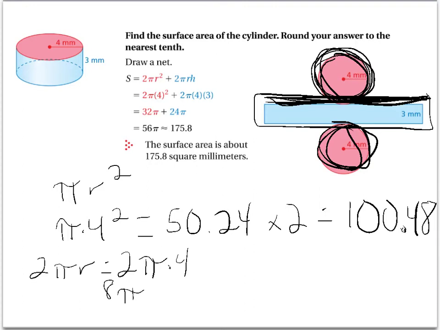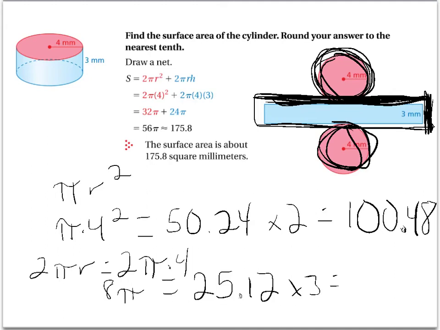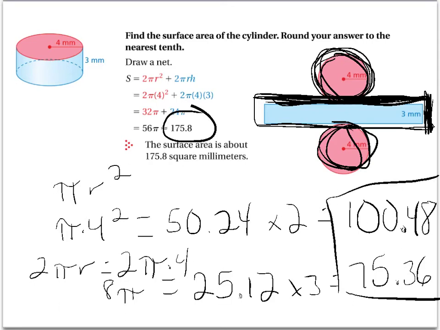8 pi is, real quick, sorry, my calculator, 25.12. But I then have to multiply by this height, because now 25.12 is this length. Once I know that, I multiply it by 3, and the area comes to 75.36. When I add these two together, they round it a little bit, but that's how I'm going to get to the 175.84.